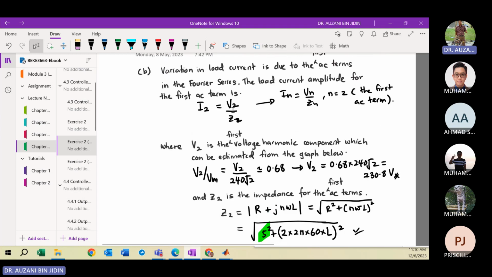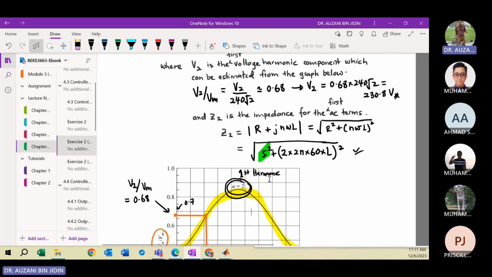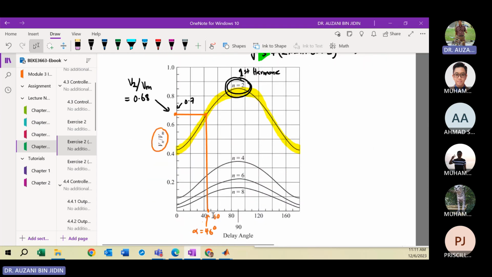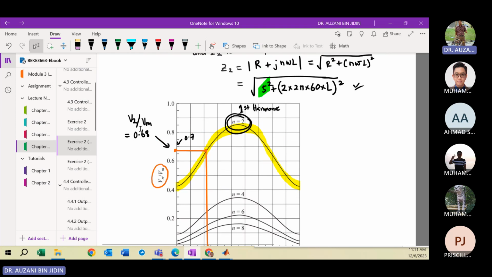Then from here, before you calculate the impedance Z2, you need to estimate V2 first. You can estimate V2 from the graph below. We have calculated the firing angle of 46 degrees. From here you can obtain the ratio between V2 and Vm, which is 0.68. Then from here you can calculate V2.